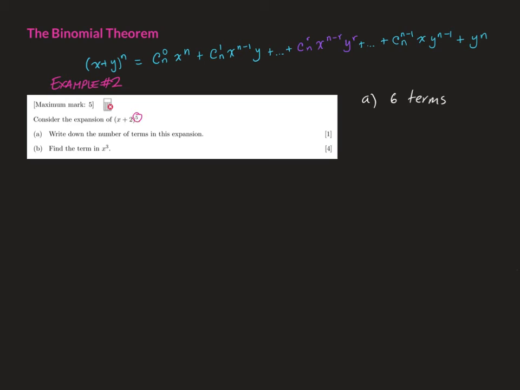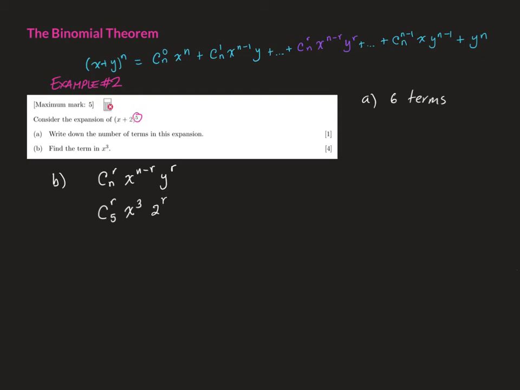For B, we are going to use the general term C(n,r) x to the power of n minus r times y to the power of r. In this case, we are identifying that n is 5 because that is the maximum power of the polynomial. So our coefficients are going to be C(5,r). We need x to be to the power of 3, and y in this case is going to be substituted with 2. So substituting 2, I get 2 to the power r.